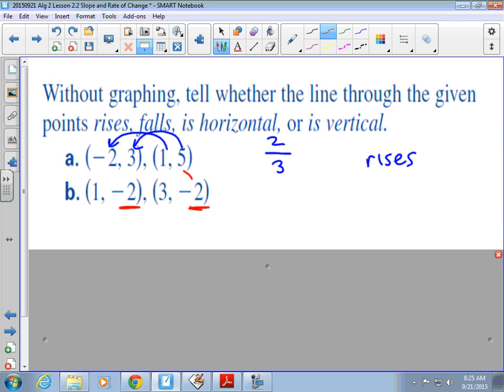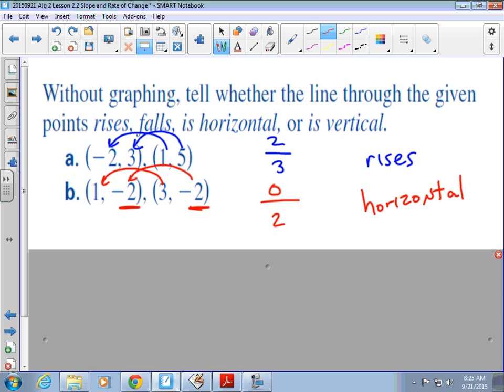Y sub 2 minus y sub 1. Negative 2 minus a negative 2 means negative 2 plus 2, which gives you 0 on the top. 3 minus 1 gives you 2 on the bottom. So you have 0 divided by something, which gives you 0. Therefore, this is a horizontal line.